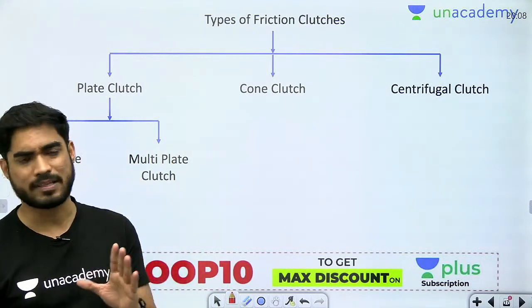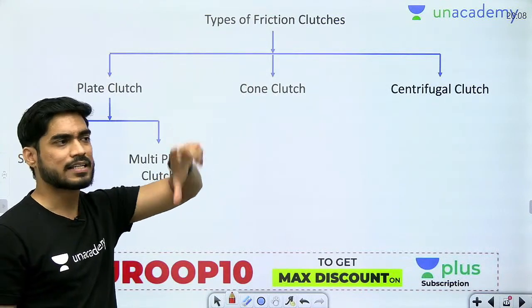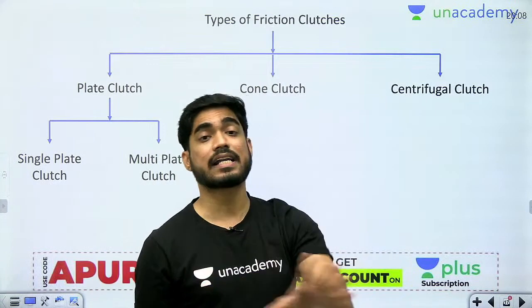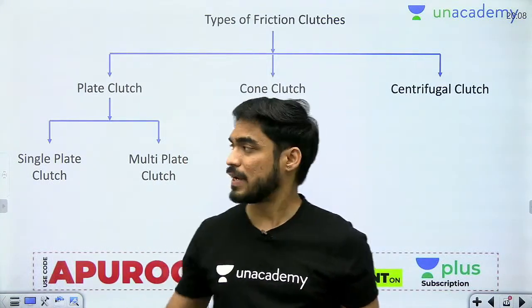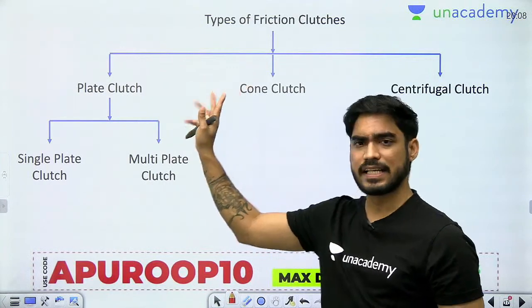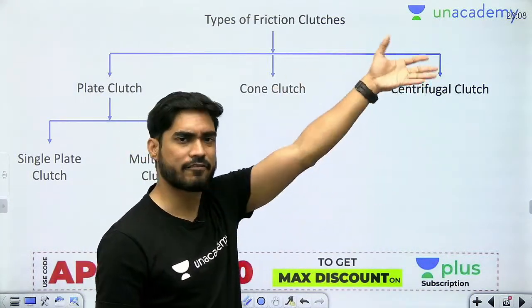Design process is almost similar. Everything about plate clutch and cone clutch is similar except the shape of the clutch. But centrifugal clutch is entirely different. So beta, plate clutch and cone clutch are very similar. So if you understand plate clutch, you will easily understand cone clutch. Centrifugal clutch is also easy, but the design is very different.